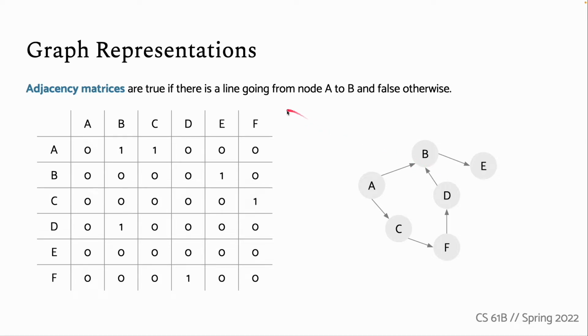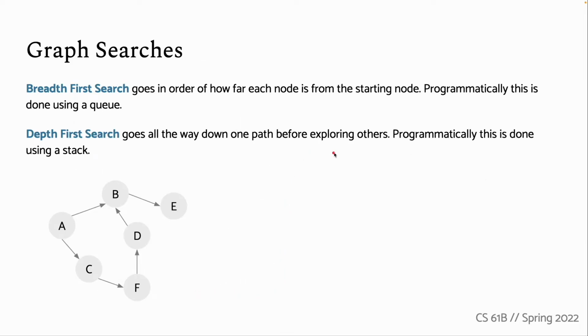If we have a really dense graph, adjacency matrices are faster because arrays are generally faster. If you have a very sparse graph with very few edges, then it's usually better to use an adjacency list because you don't have to have this full massive 2D array.